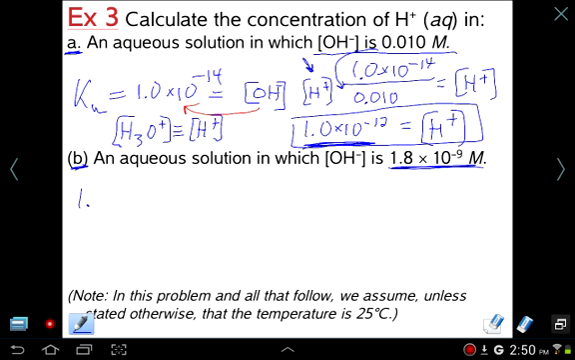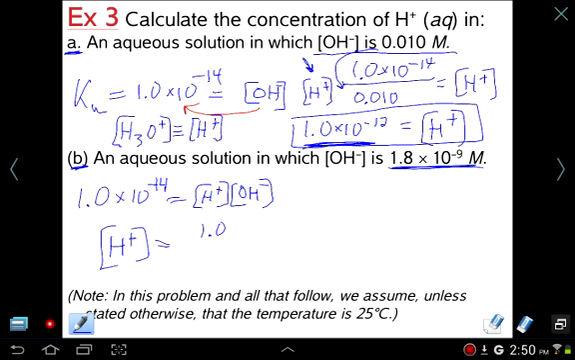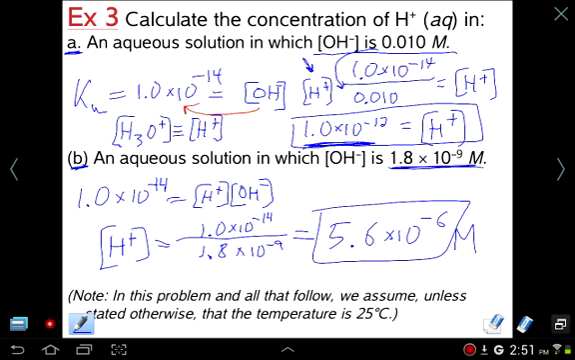Your Kw, which is 1.0 times 10 to the negative 14th, again equals your H+ concentration times your OH- concentration. Let's solve for H+ again. H+ is simply 1.0 times 10 to the negative 14 divided by OH-, which is 1.8 times 10 to the negative 9. Plug this into your calculator using scientific notation. We should get 5.6 with two significant figures, 5.6 times 10 to the negative 6th as our concentration of H+. This is molar, so we should really put molarity behind it, and so is the previous answer. Both of these are calculated in terms of molarity.